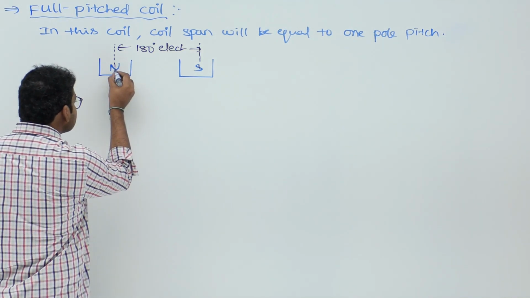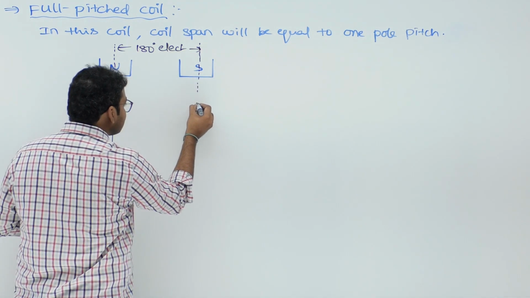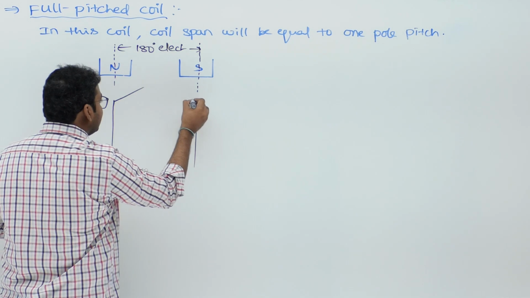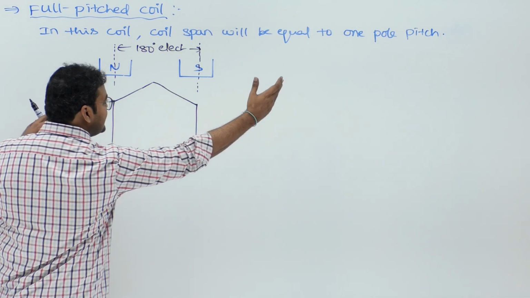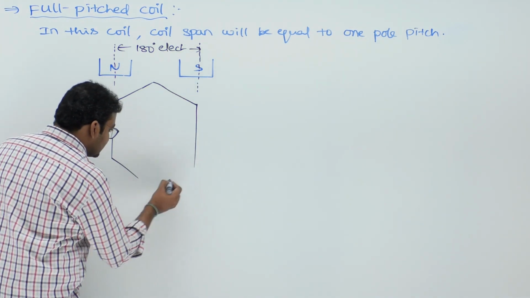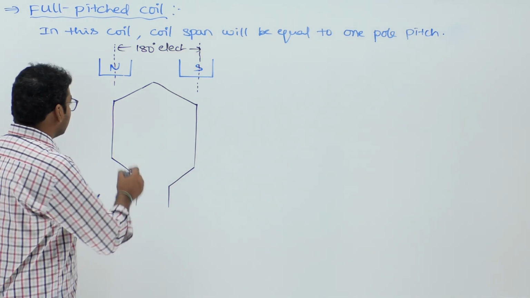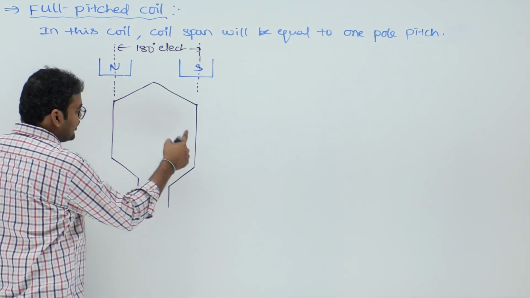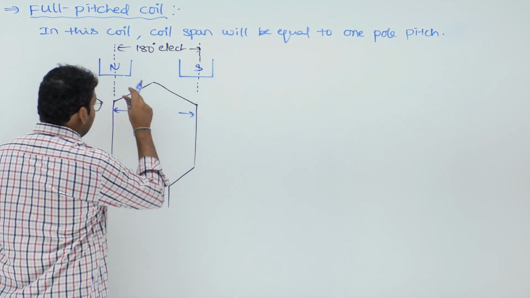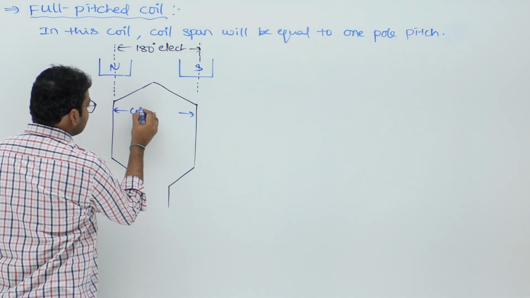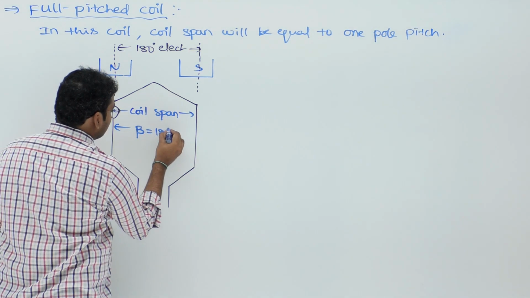That means, if one side of the coil is exactly under north pole, the other side of the coil is exactly under south pole. Practically, the machine will be circular in nature, but for mathematical analysis, I am taking a linear diagram. Suppose if this is how a coil existed, definitely this type of coil is called a full pitched coil. Now see here, this is the starting of the coil and this is the ending of the coil. Now what is the distance between these two sides? Definitely that is equal to one pole pitch. That is nothing but coil span, and here the coil span beta is equal to 180 degrees.